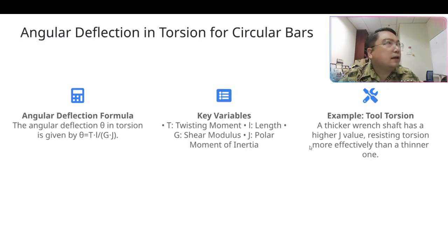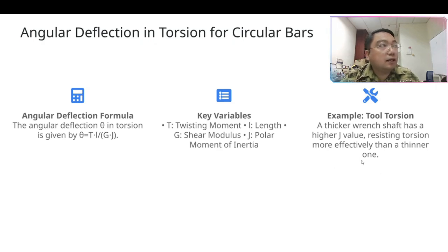Angular deflection in torsion of a circular bar. The angular deflection theta in torsion is given by this equation. Key variables: T is the twisting moment, l is the length, G is the shear modulus, and J is the polar moment of inertia. For example, a thicker round shaft has a higher J value and resists torsion more effectively than a thinner one.